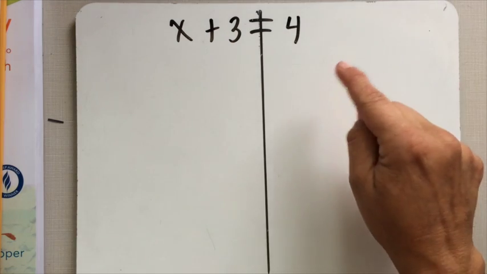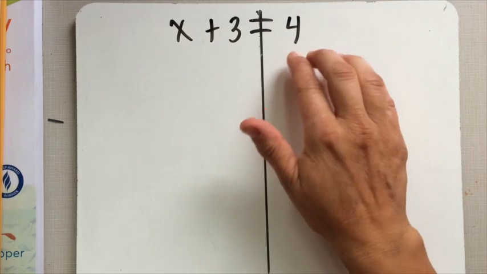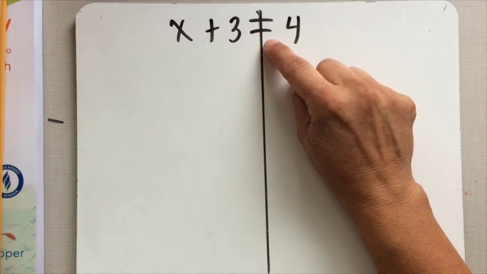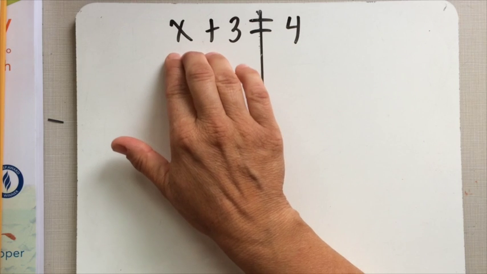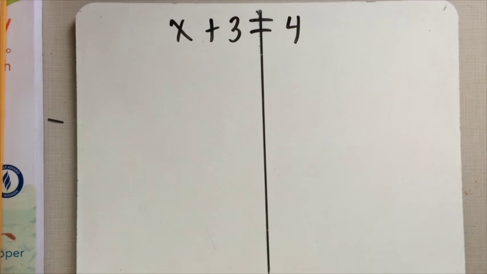So an equation, we have an expression on one side and we have an expression on the other side, and they're equal to each other. It basically means that whatever this is, it's exactly the same thing as 4. Equals means exactly the same.